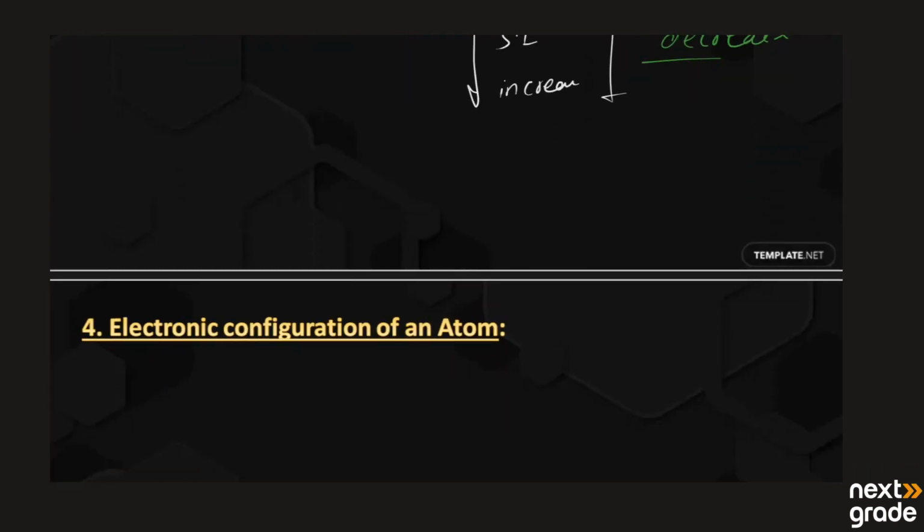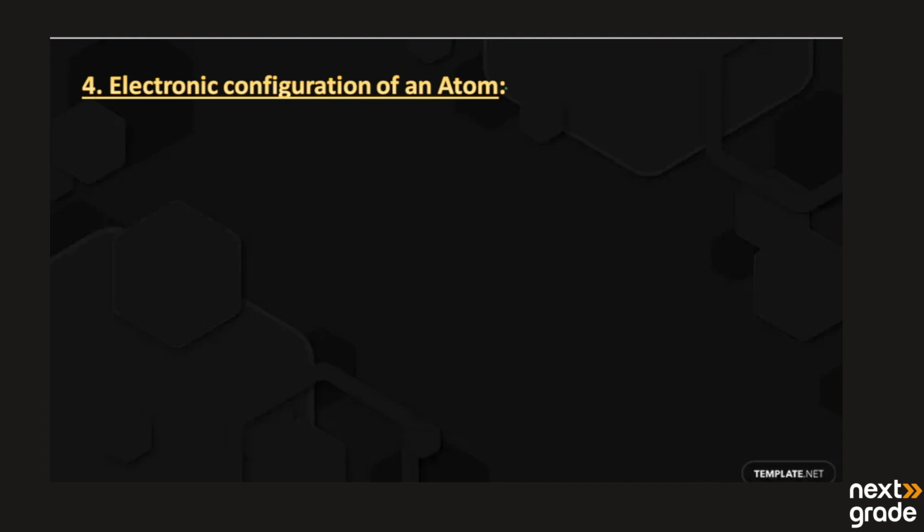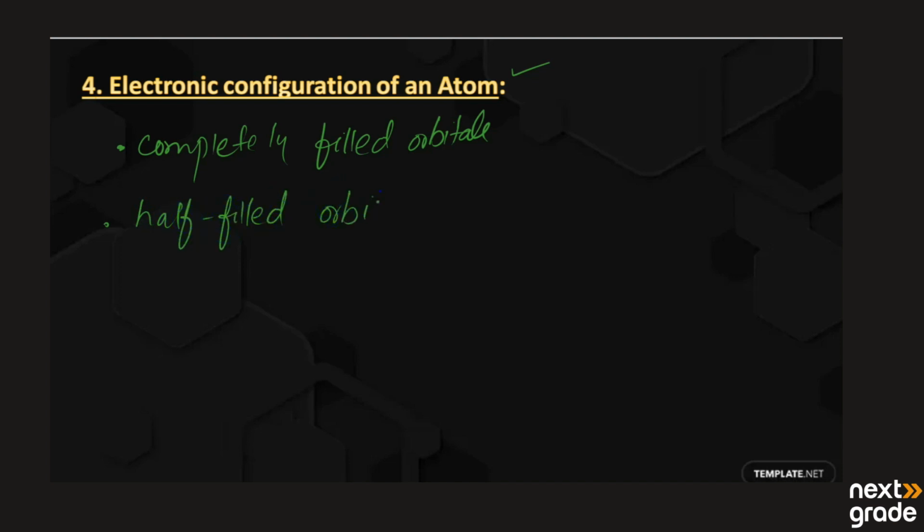The next factor that affects the ionization energy is the electronic configuration. How does the electronic configuration of an atom affect its ionization energy? It depends on whether the atom has completely filled orbitals or half filled orbitals. There are two conditions: completely filled orbitals, or the second condition, half filled orbitals. Ionization energy also depends upon the electronic configuration in this way.